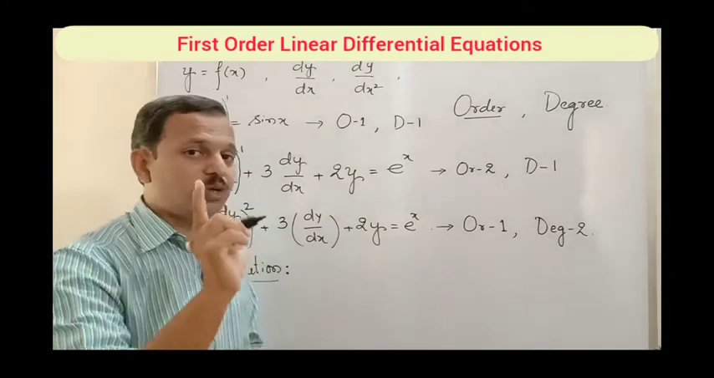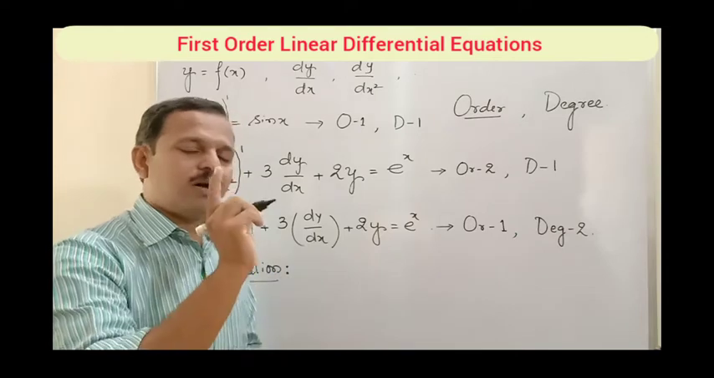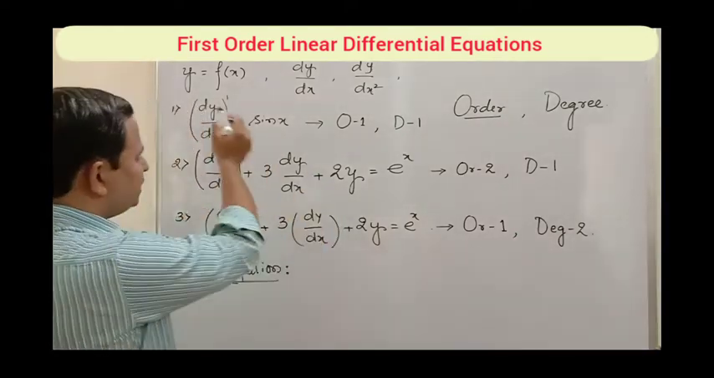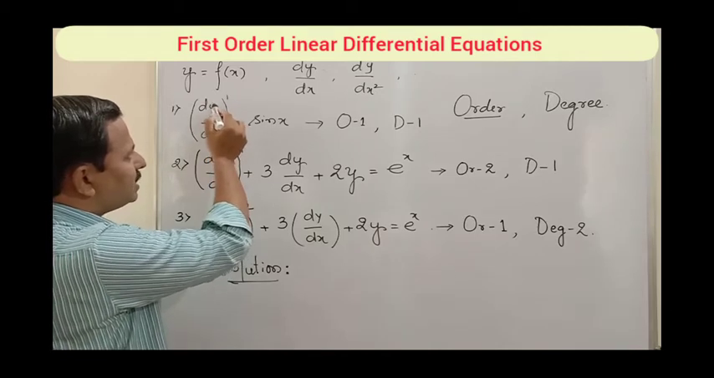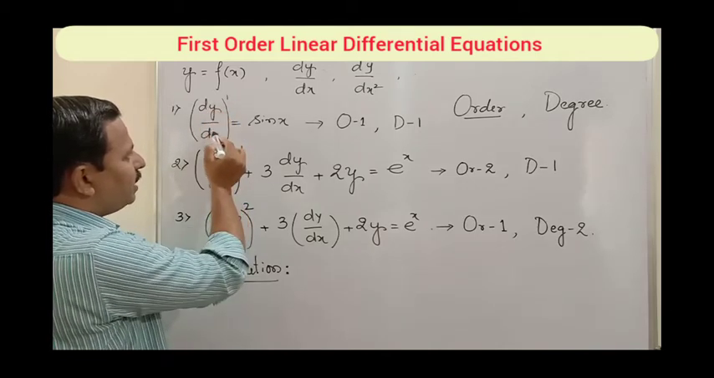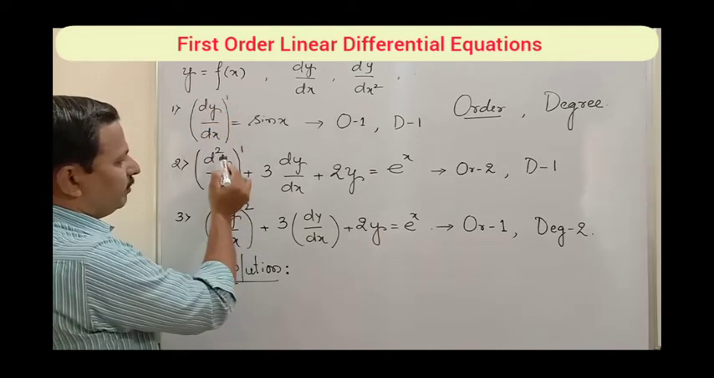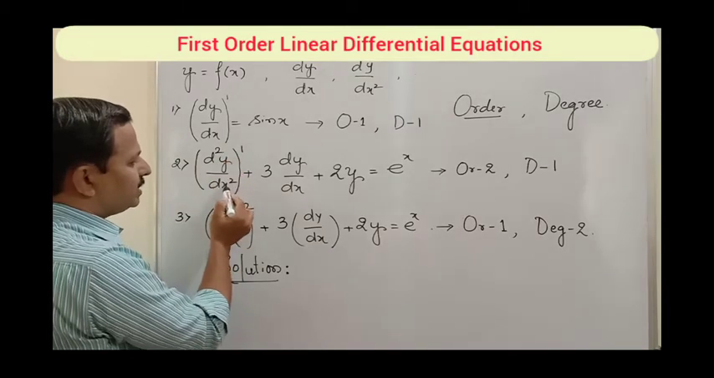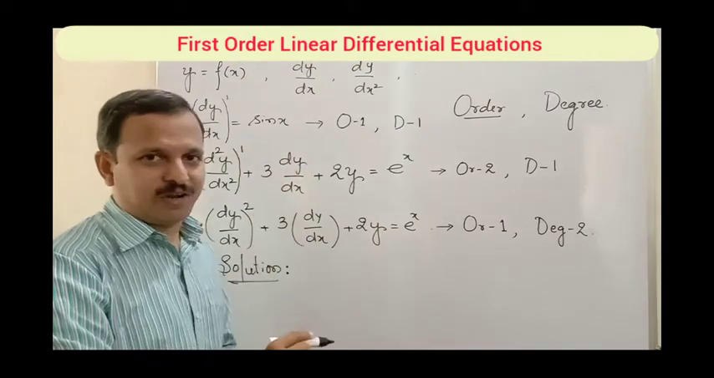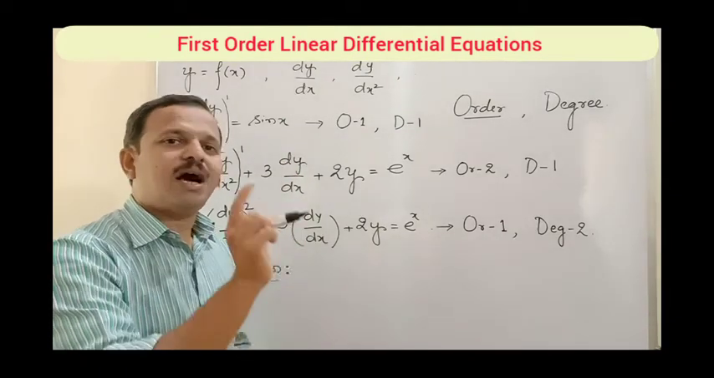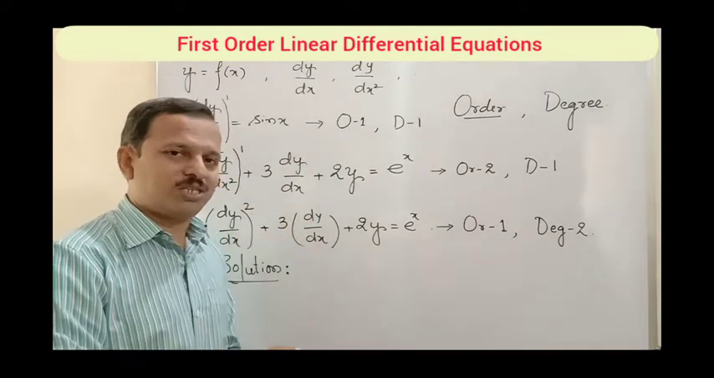At this moment I should tell you what is meant by the unknown of the differential equation. If this is the differential equation, here y will be called the dependent variable and x is called the independent variable. Y is the dependent variable, x is the independent variable. This y itself is the unknown of the differential equation. So solution is nothing but we have to find the unknown of the differential equation.